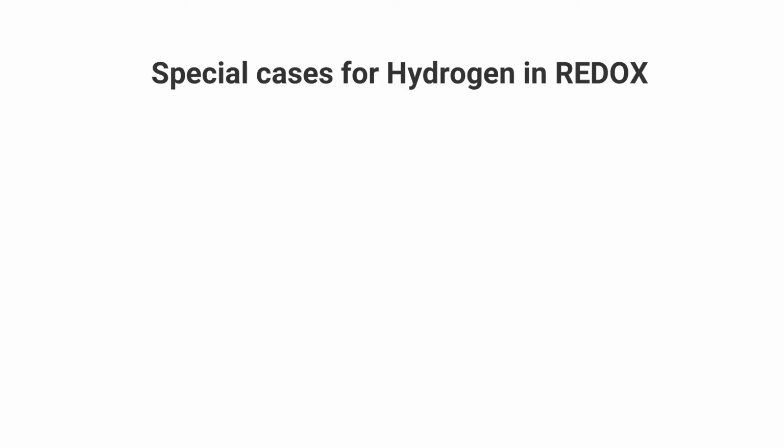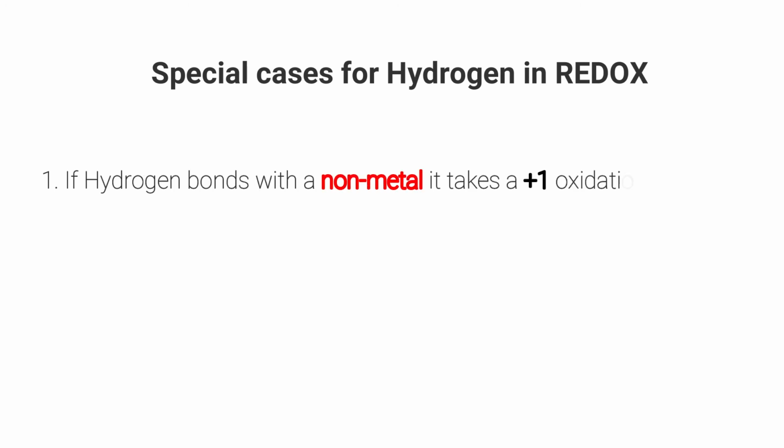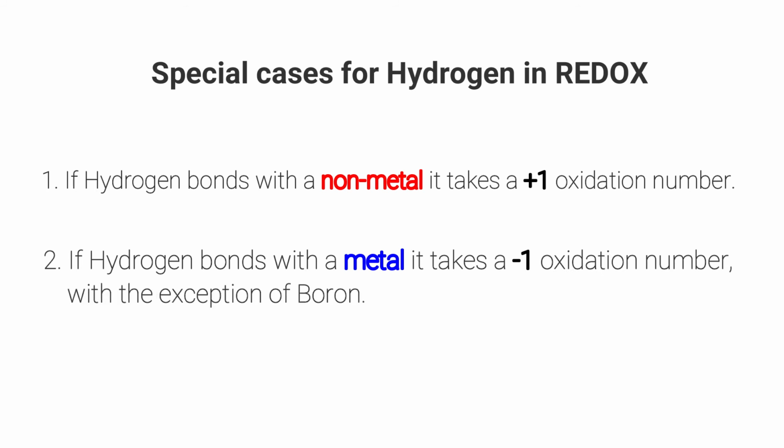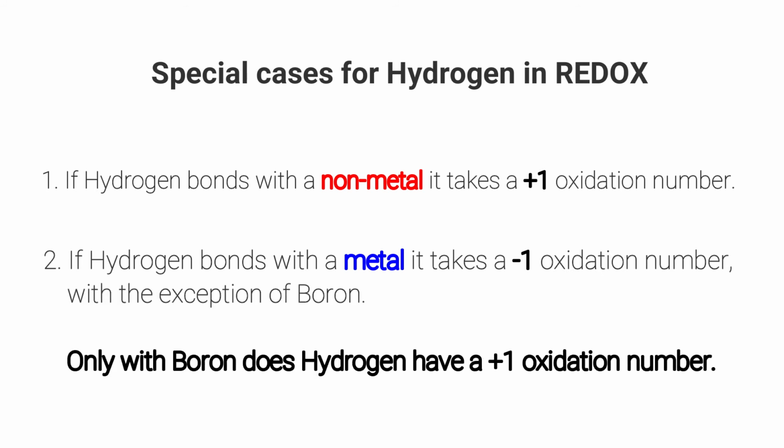There are 2 special cases with hydrogen. If hydrogen is with a non-metal, it takes on a positive oxidation number, a +1 oxidation number. If hydrogen is with a metal, then it takes on a negative oxidation number, with the exception of boron. Only with boron will hydrogen have a +1 oxidation number.